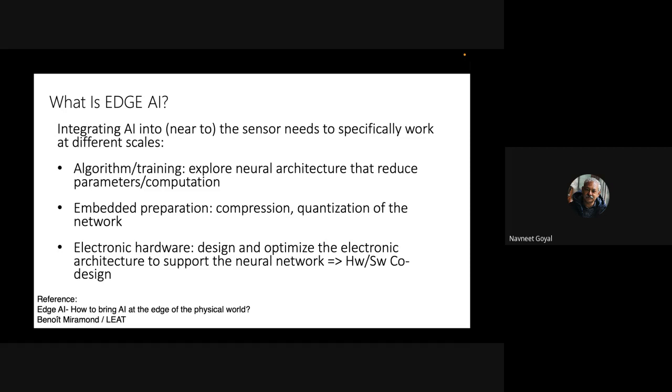So integrating AI near to the sensor needs to specifically work at different scales. One, we need to work at the algorithm or the training part of it. Then model compression, I hinted at quantization of the network. And then hardware-software co-design. So these are the three things. We need to explore neural architectures that reduce parameters or computations, compressed networks as we call them. There are different techniques which we'll be looking at later. Okay.